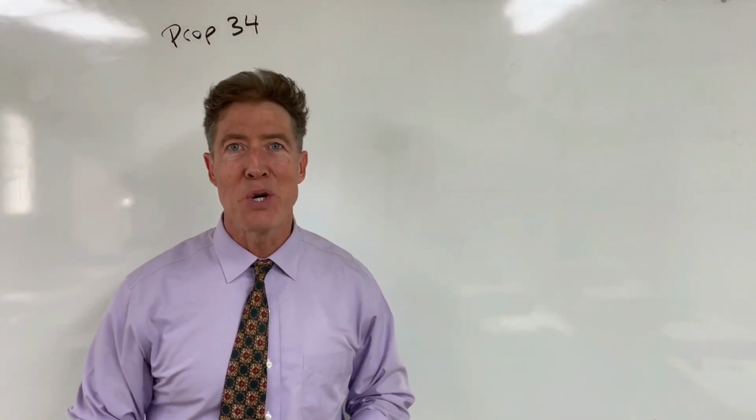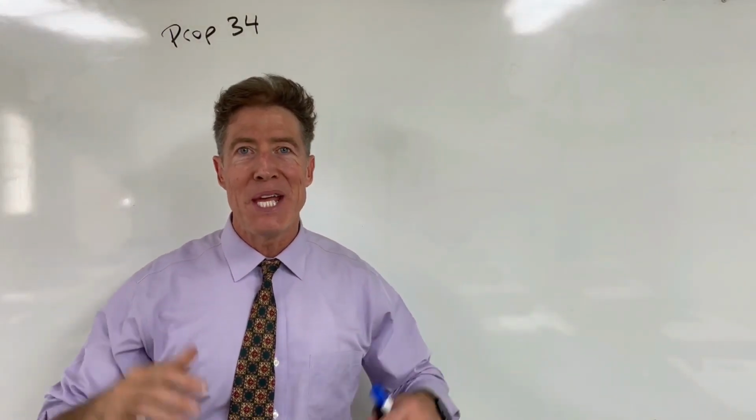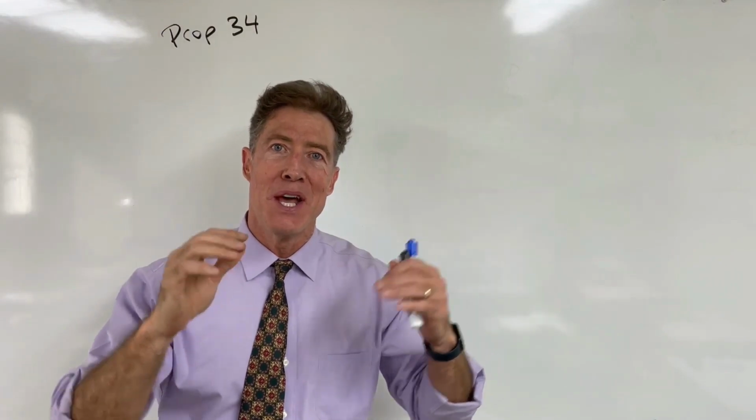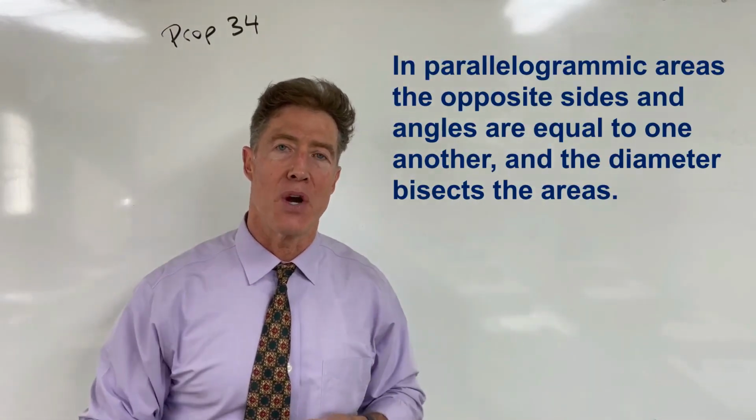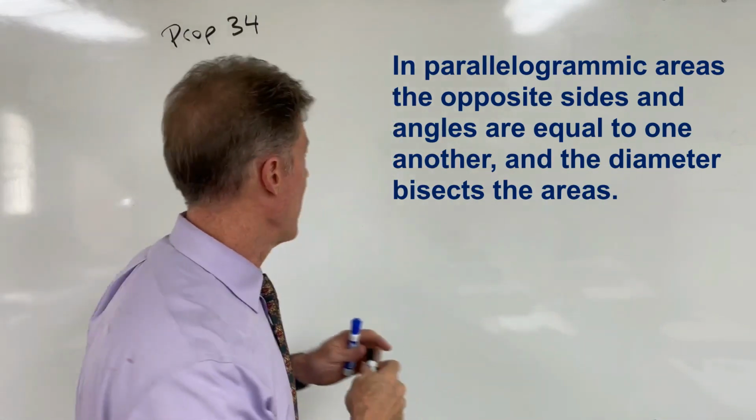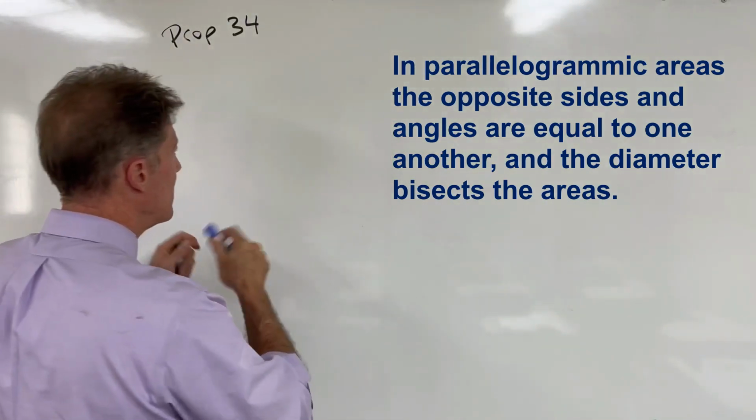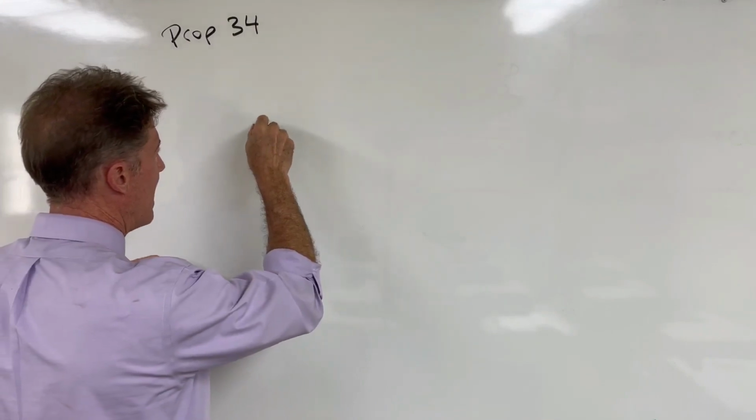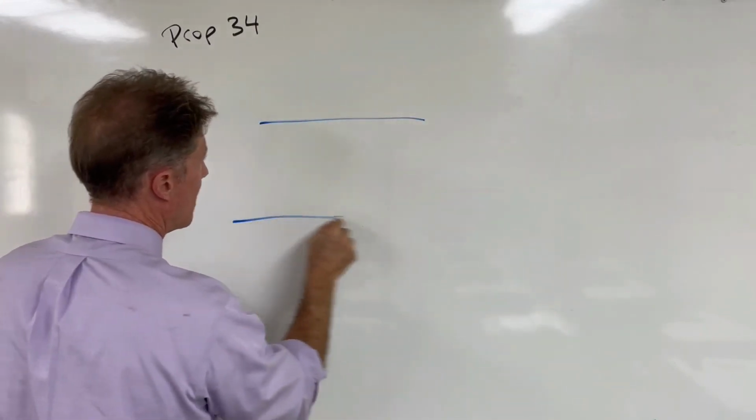Euclid's Elements, Book 1, Prop 34. In parallelogrammic areas, the opposite sides and angles are equal to one another, and the diameter bisects the parallelogram. So we're given a parallelogrammic area, what we would call a parallelogram.